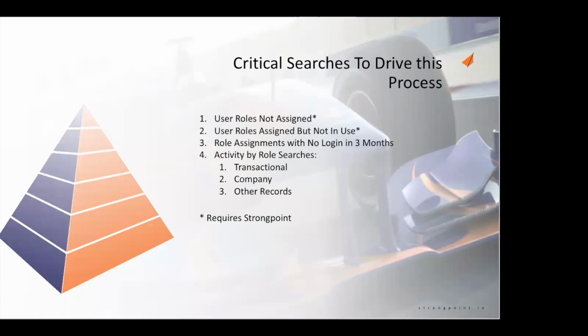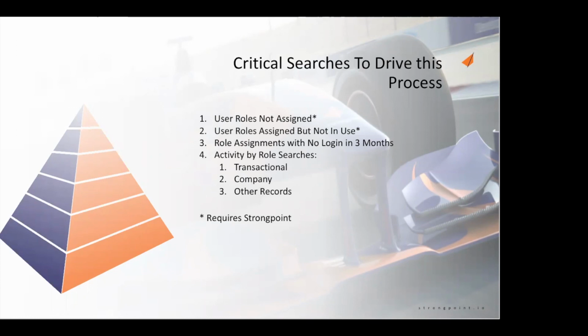The amount of data you need to go through to prove that a user role wasn't assigned, like proving a negative, is difficult, right? So not assigned, or assigned but not in use, would be difficult. So Strongpoint already crunches that data in the background, and the searches we have will show you what's going on with those, and it won't take a long time to run.